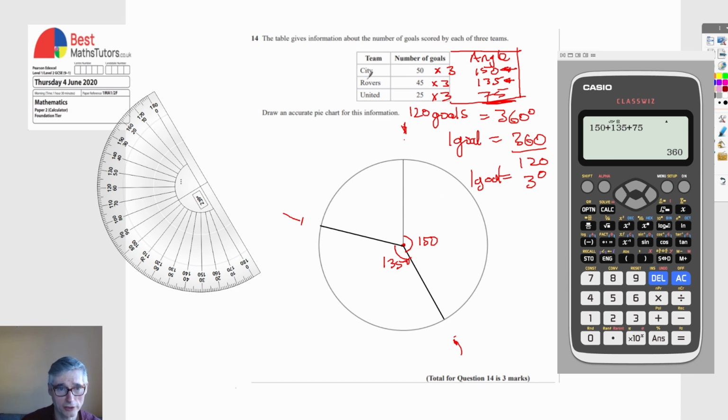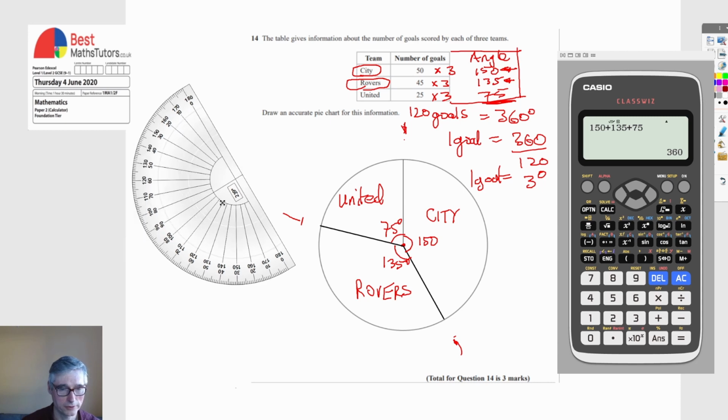So I could actually label these anyway. I should have labelled this before. So the first one was City. It's important to label the pie chart so we know which angle represents which. Rovers is the 135 degree angle, so this is Rovers. And if I've measured these two correctly, the final angle should be 75 there, because that was the final angle to do. That's United.